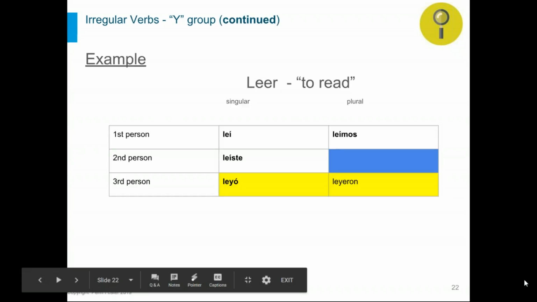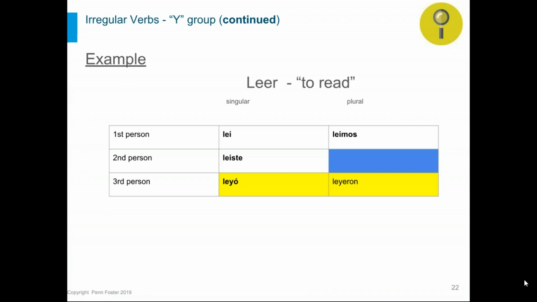So let's take a look at an example of the Y group. The verb leer, which means to read. Okay, if you notice, first and foremost, there is your I to Y change in third singular and plural in the yellow, where an I normally is. It has been replaced by a Y. And then the second important thing to factor in, as we mentioned on the previous slide, would be that presence of an accent mark everywhere except third plural.